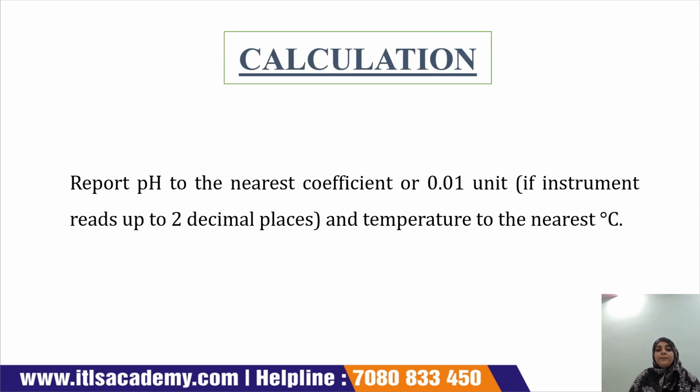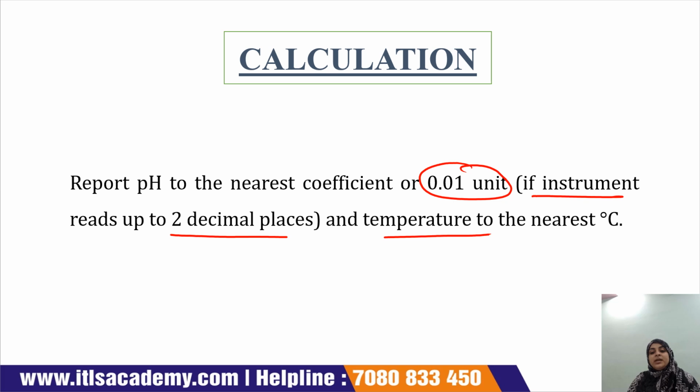Calculation part: report the pH to the nearest 0.01 unit if the instrument reads up to 2 decimal places, and temperature to the nearest degree Celsius. So this is all about the electrometric method. I hope you will understand.